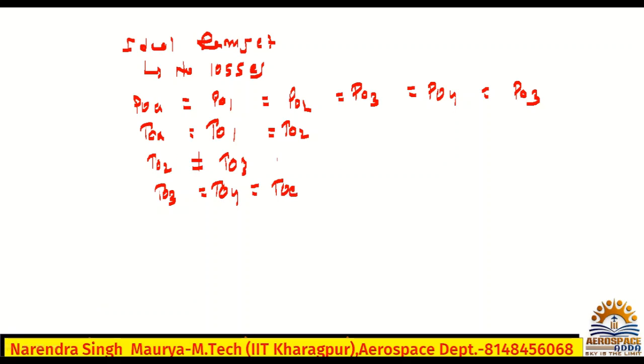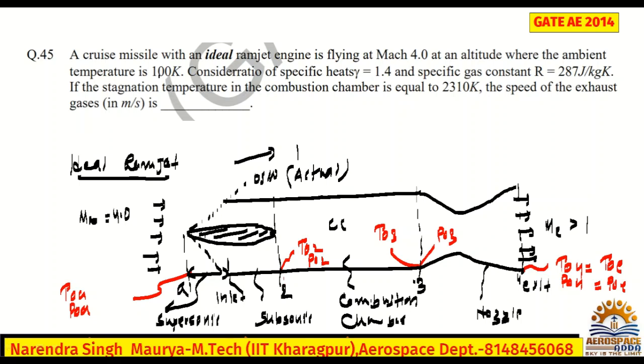Why is this? Because T naught 2 to T naught 3, this is important, you are adding fuel in the combustion chamber. I will show the diagram. You are adding fuel, because it is a combustion chamber, from 2 to 3. You are adding fuel here, m dot f, and burning fuel here. So obviously temperature will not be the same, but pressure will be the same because it is ideal.